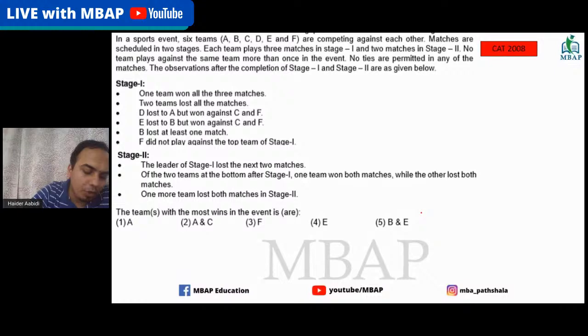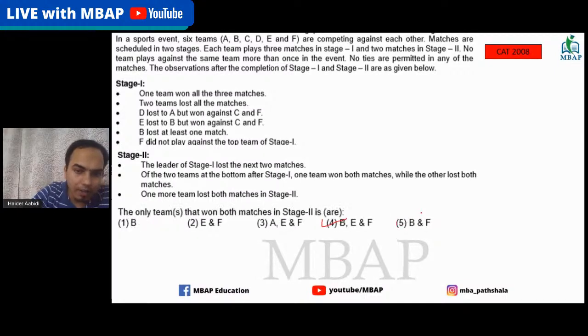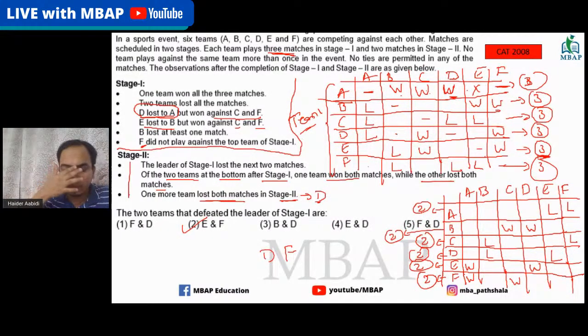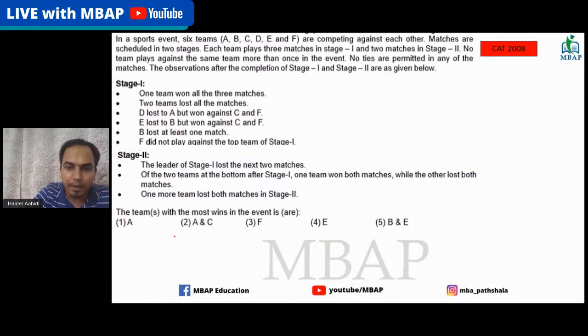The team with the most number of wins. So we saw that there were 4 wins. B has got 4 wins. We've already seen 2 wins in stage 1 and 2 wins in stage 2. And then we saw E also getting 2 wins in stage 1 and 2 wins in stage 2. I think B and E is the answer there. Okay, B and E. Perfect. Great.